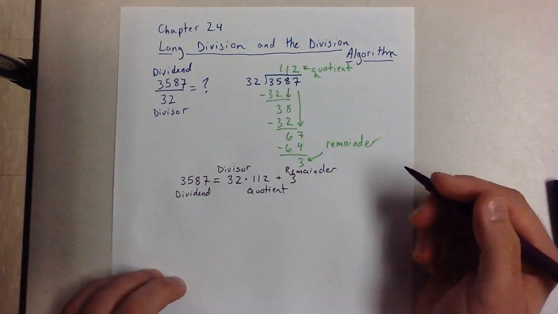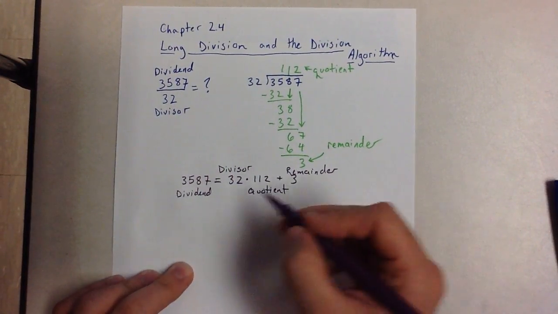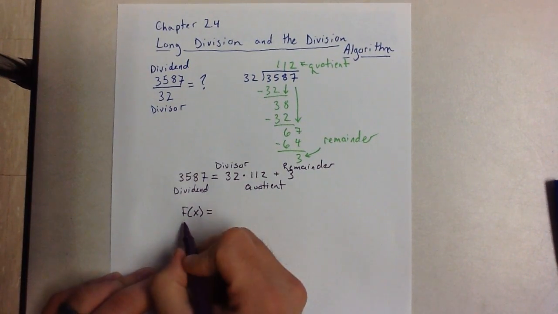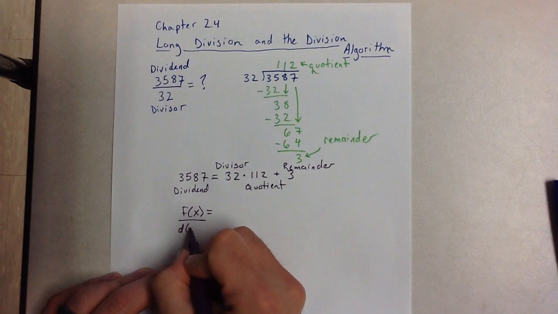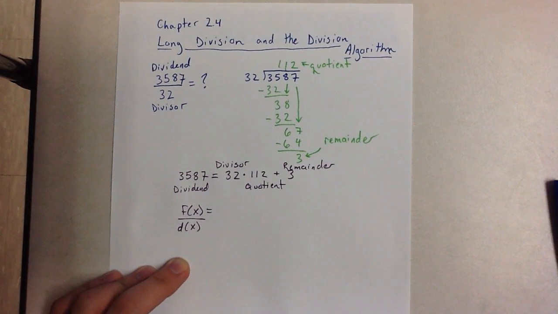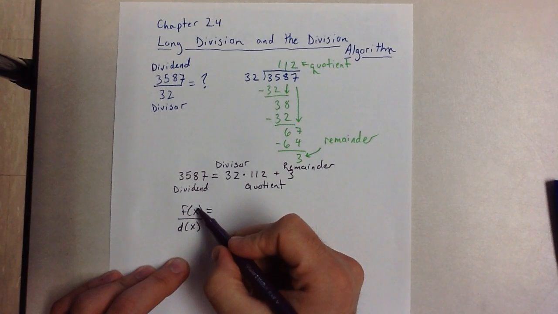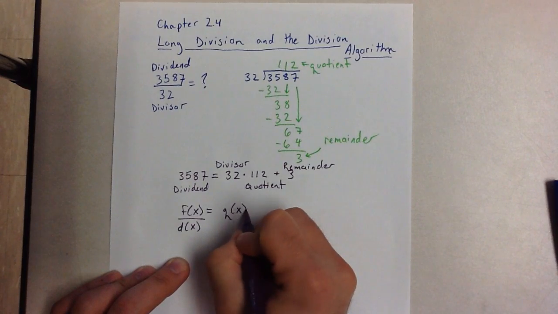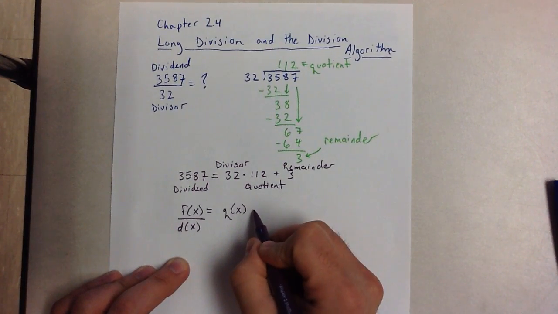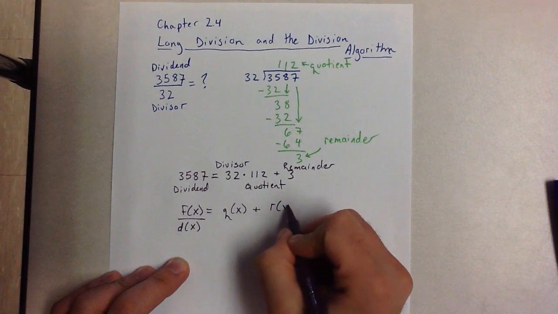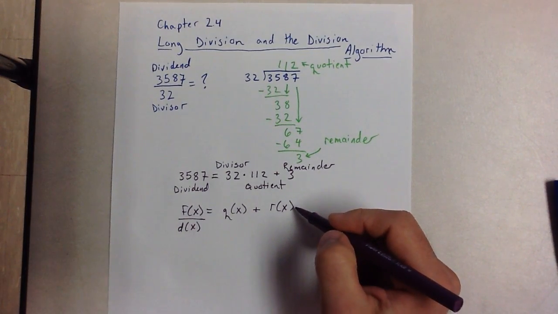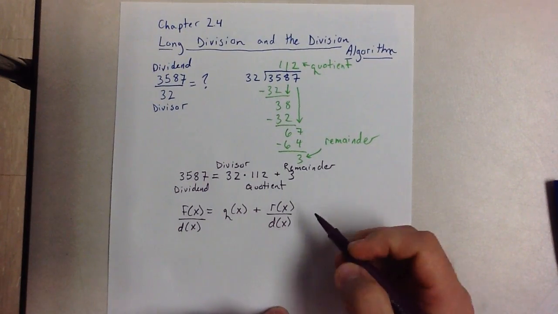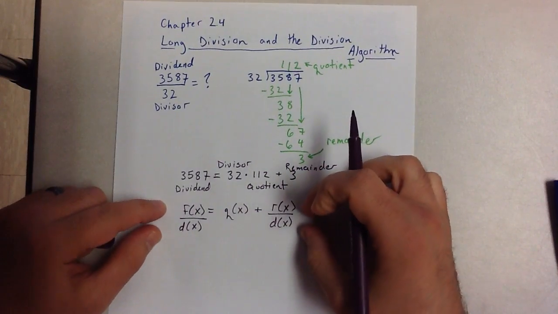So I'm going to use some letters here instead of numbers. So we have, let's say f of x is our dividend. That's the function that we have. And we're dividing that function by another function. So this would be our divisor. What we see is when we divide our polynomial by another function, we'll get a polynomial as a result. And then we'll get, in some cases, a remainder. Now this remainder could be a constant, it could be a function as well. So we call this the division algorithm.